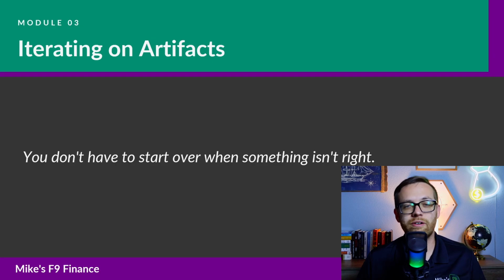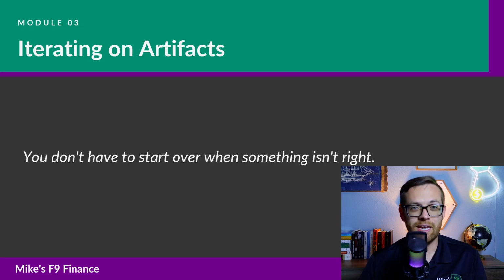And one of the most underrated things about artifacts is that you don't have to start over when something's not quite right. You can give Claude a revision instruction and it's going to edit right in place. If you've built a 10-row table and the commentary isn't landing, you don't rebuild the whole table. You fix the commentary, and that's the real efficiency gain.